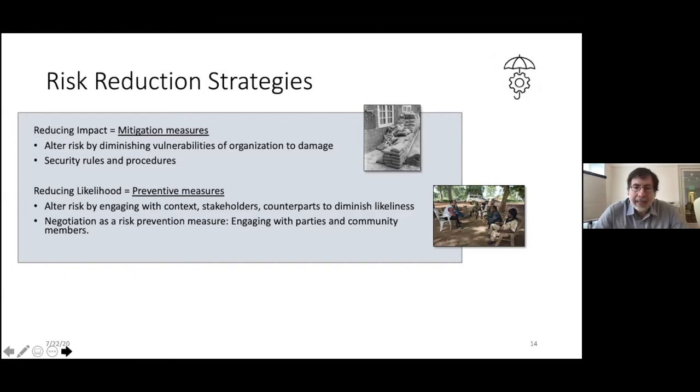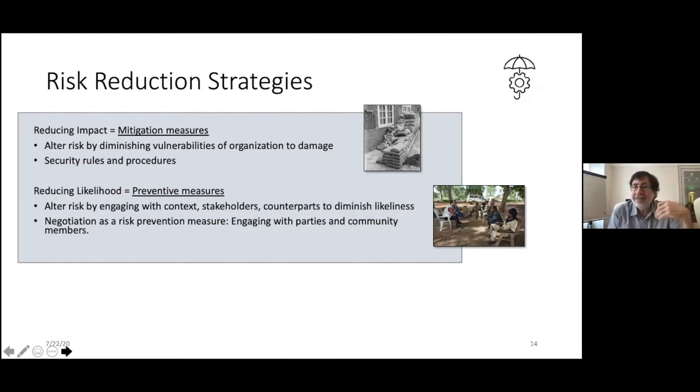While reducing likelihood is different. And this is where negotiators come in. Reducing likelihood is when you take preventive measures for the risk not to happen. You look at the risk and you say, well, what can I do for this not to happen? Mitigation measures are, if it happens, how you limit the damage. Preventive measures are how to prevent it from happening in the first place. That's where negotiators work. You have a picture here of an MSF colleague engaging with members of an armed group. That's to prevent the risk.